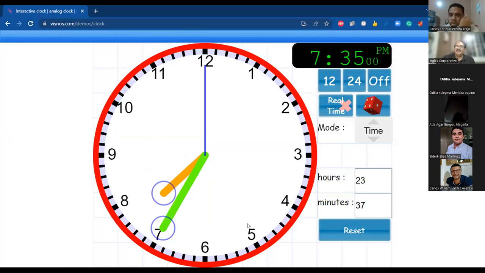Primero el análogo y luego el digital. 7:35. 7:35, y en el análogo. Yes, 7:35. Digital. Análogo. Is the same? Yes, but how do you say it? Pero cómo se dice? It's 25 to 8. It's 25 to 8. And it's 7:35. La misma hora, dicha de diferente forma, right? 25 to 8, it's 7:35. Good.